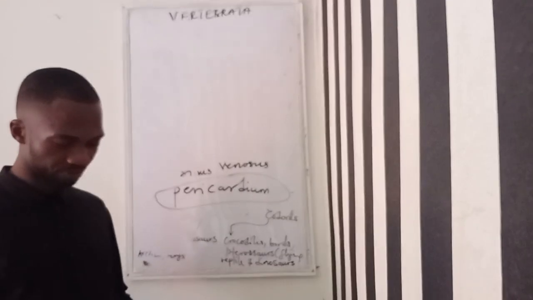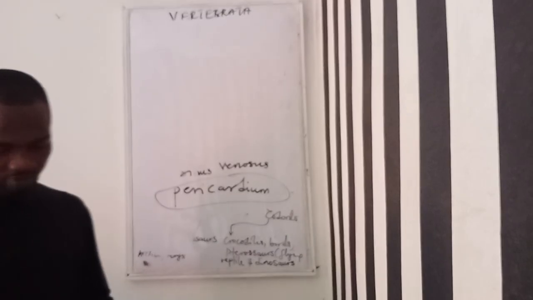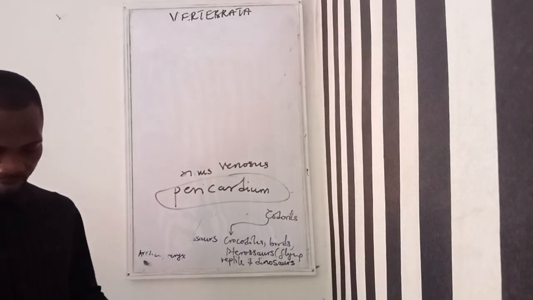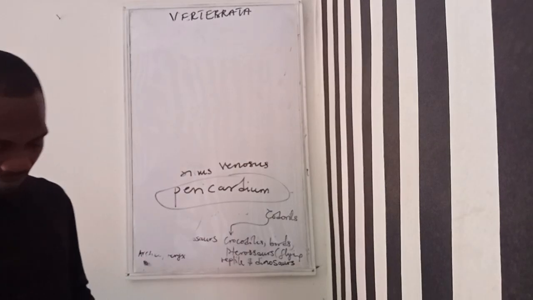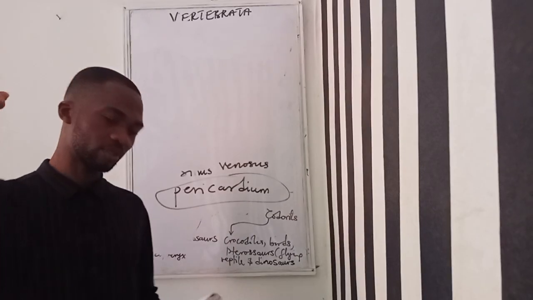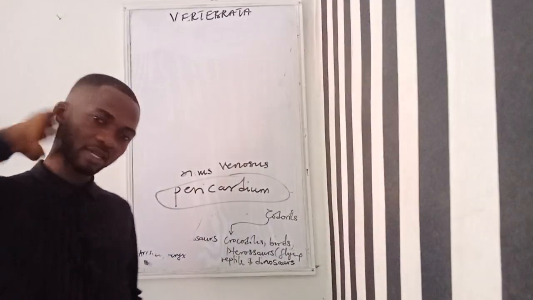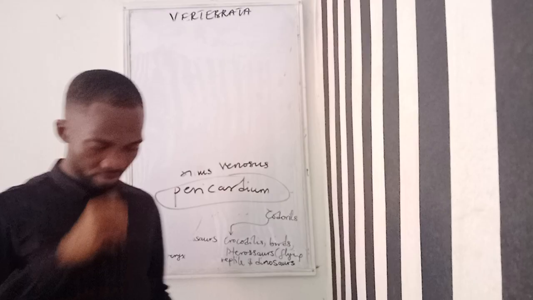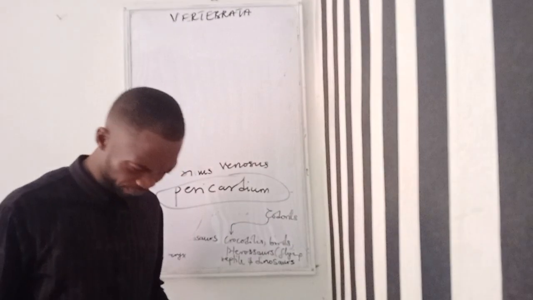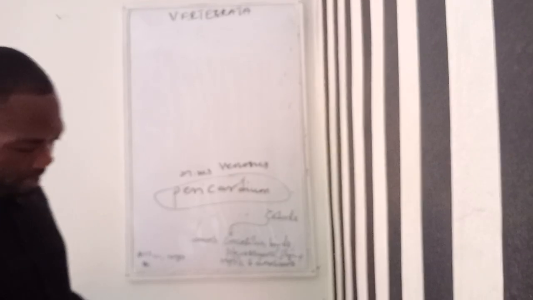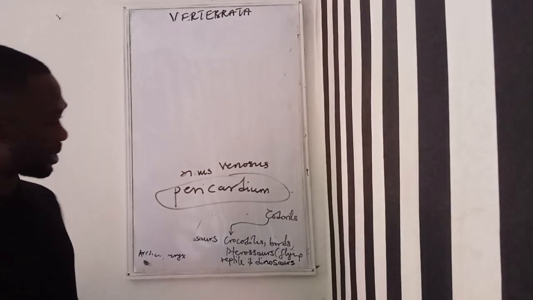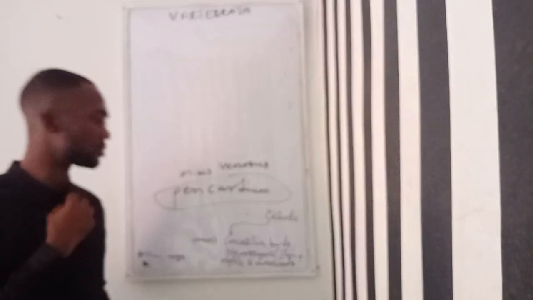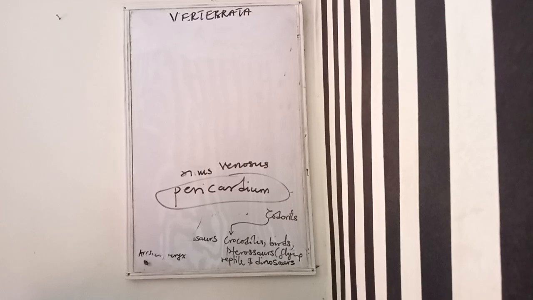Then aves. We are now in aves. What are the characteristics of aves? A bird has 4 body divisions: the head, the neck, the trunk, and the tail. And of course, members of this class have close affinities with reptiles, and sometimes people call them glorified reptiles.